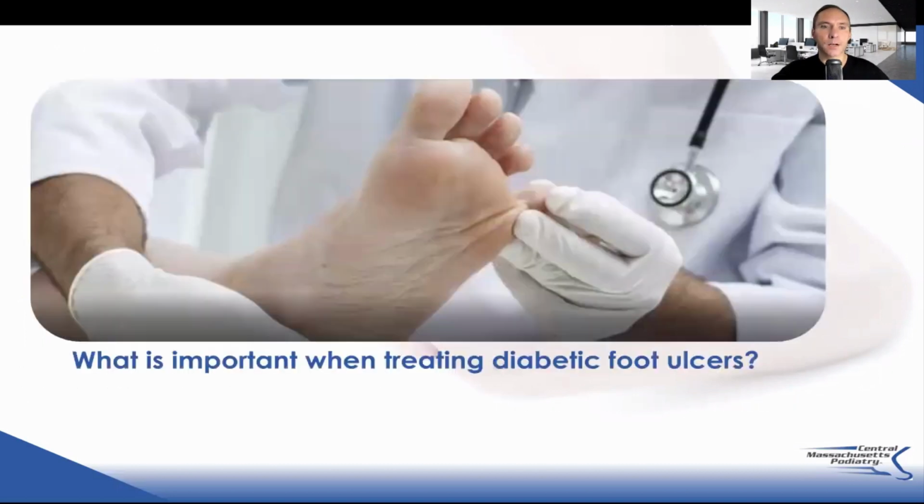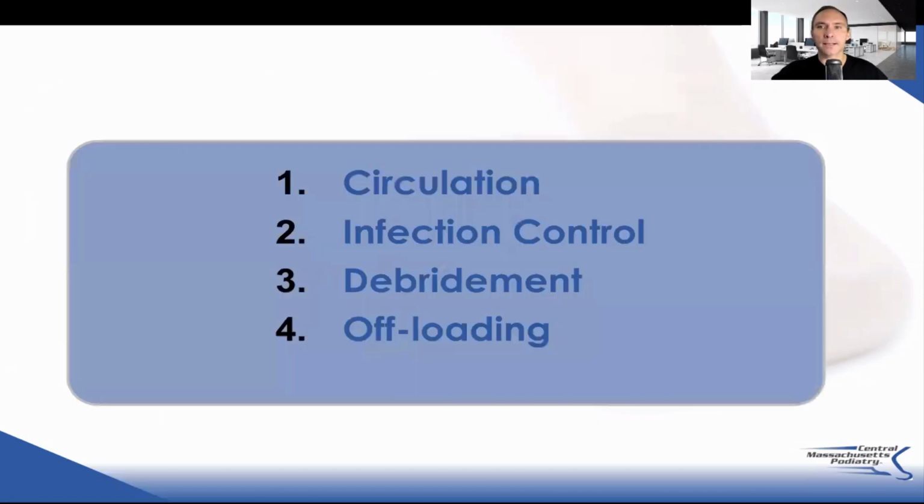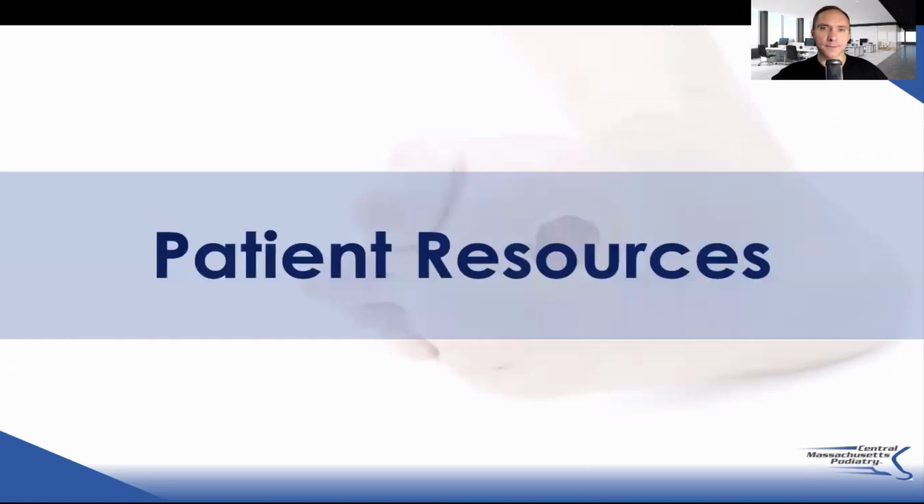What is important when treating diabetic foot ulcers? The real four tenets of treating ulcers are circulation, making sure there's proper circulation, making sure there's no infection, debriding of the ulcer, and then offloading of the ulcer. If a patient has good circulation, if there's no infection, and if you can debride that ulcer, then usually the big problem and really the main issue for most of our patients is offloading, staying off the foot. If we can stay off the foot, we can get the ulcers to heal. And that's even more important than what you put on the ulcer in terms of what types of dressing. It's more important to stay off the foot.